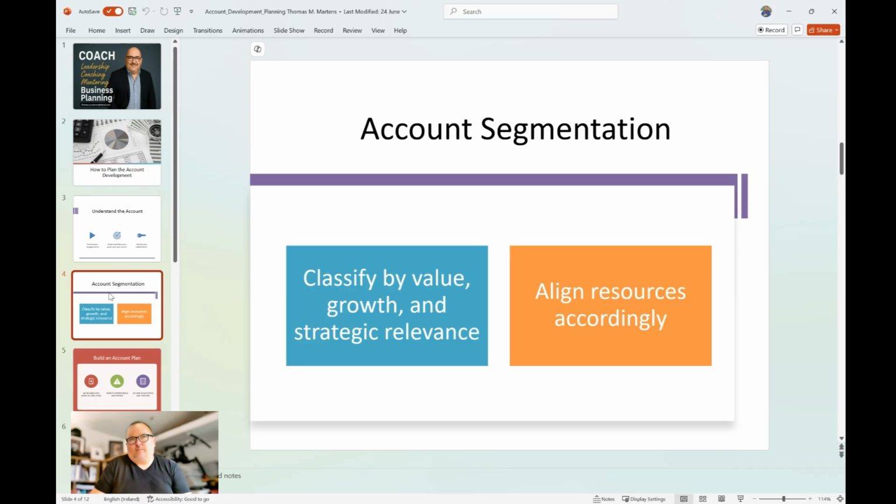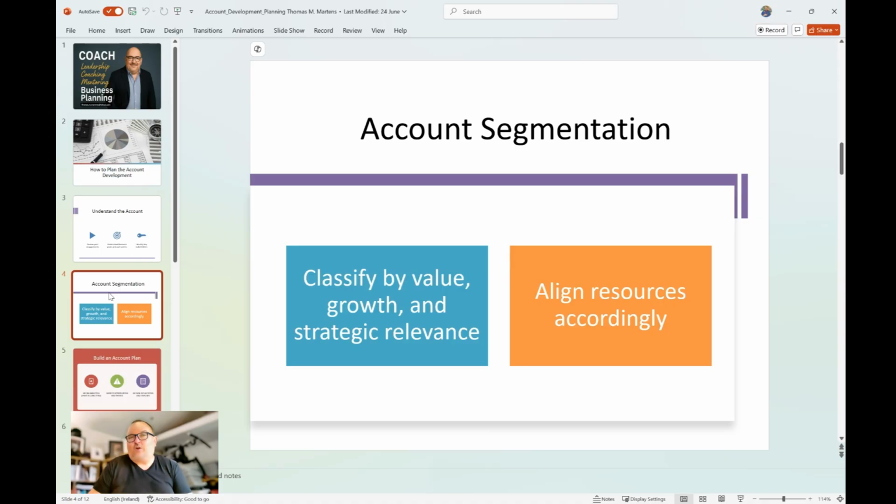Then the account segmentation. Classify by value, growth, and strategic relevance. So I know it is an old story, but I will repeat it again and again. Classify the value, the growth, and the strategic relevance. These are three big topics which are very important for you, because you will be measured regarding your KPIs and your targets and your revenue.